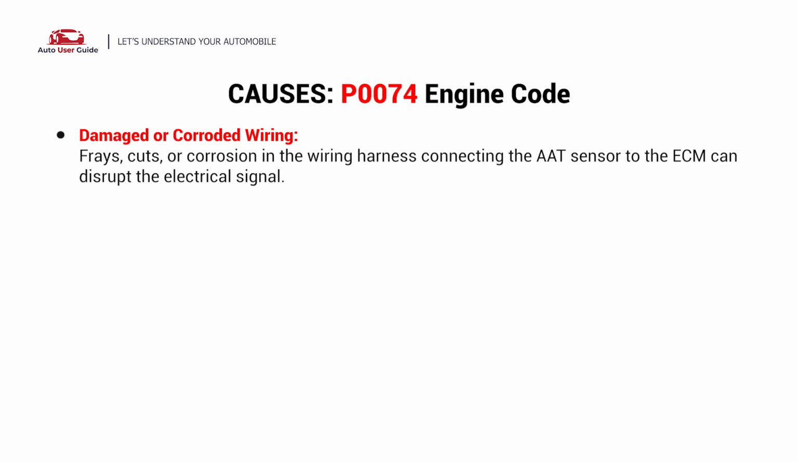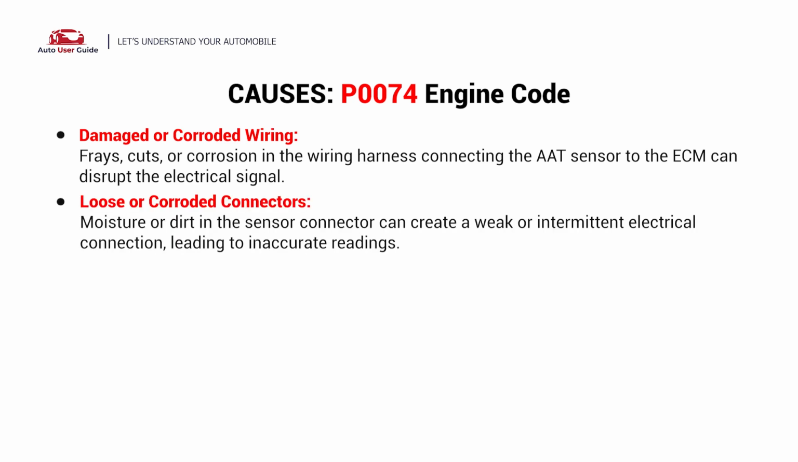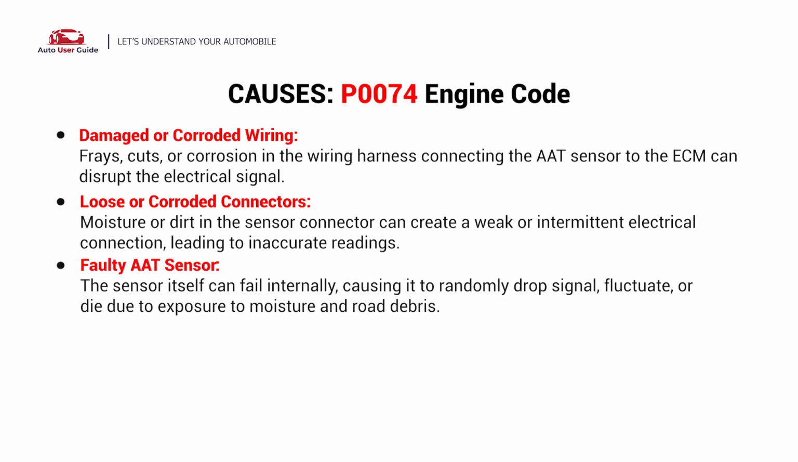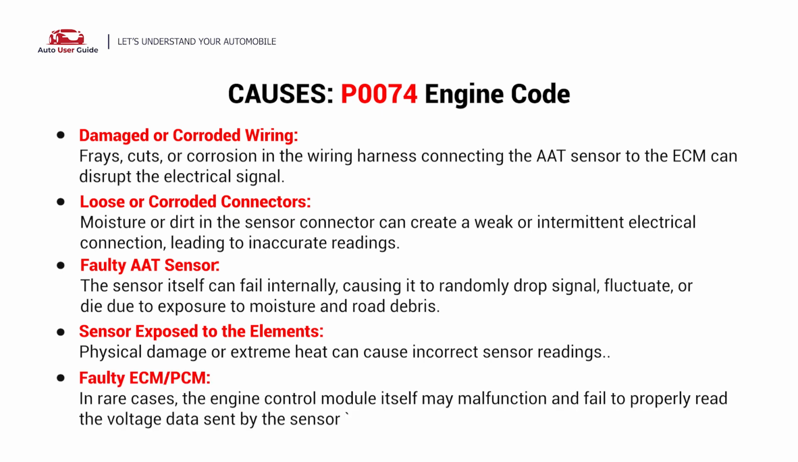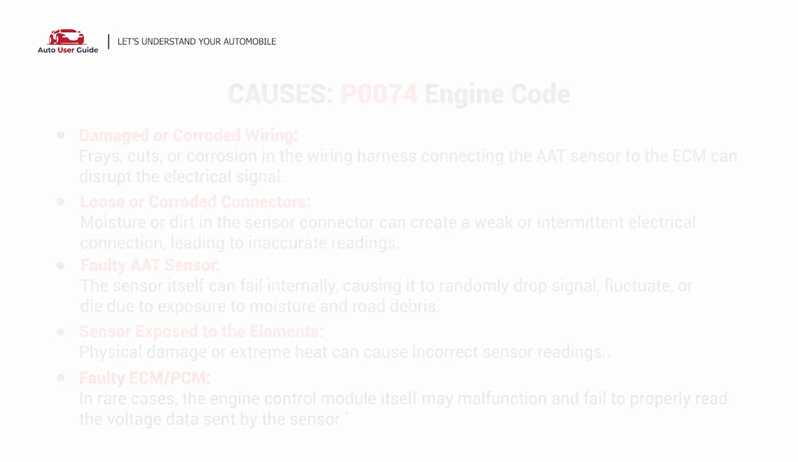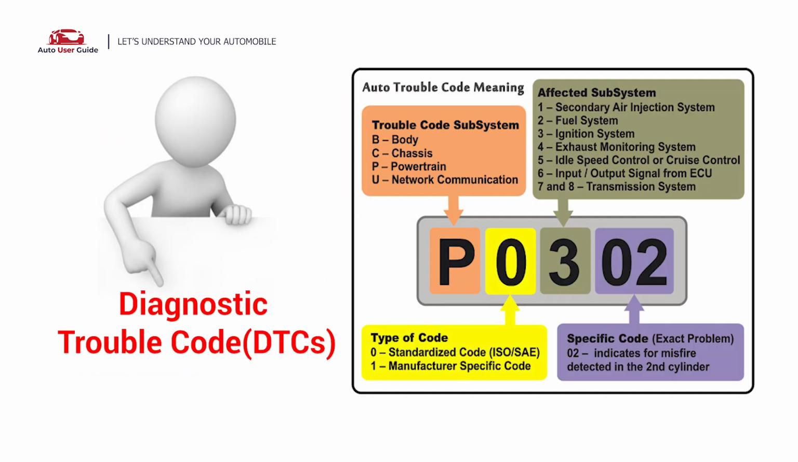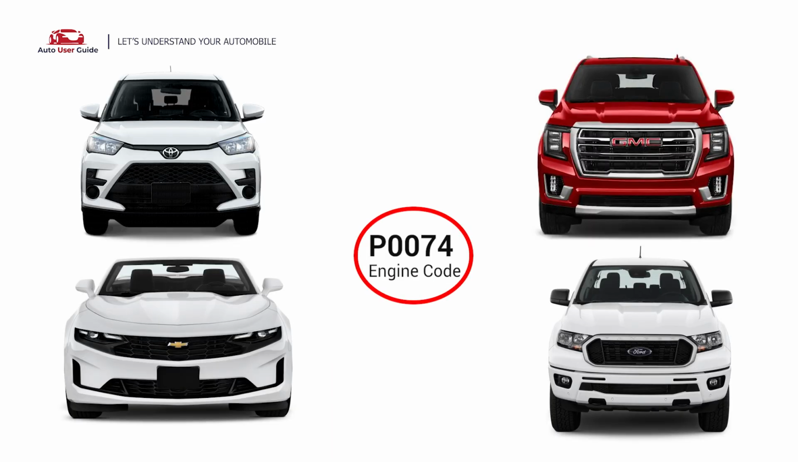Damaged or corroded wiring, loose or corroded connectors, faulty AT sensor, sensor exposed to the elements, faulty ECM or PCM. Each DTC code corresponds to a specific issue in your vehicle. This error code occurs in any OBD2-equipped vehicles, especially in those manufactured since 1996, and it is commonly found in vehicles like Toyota, Chevrolet, GMC, and Ford.